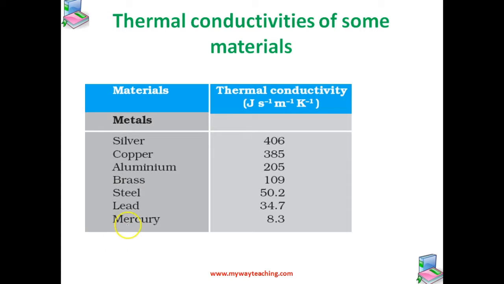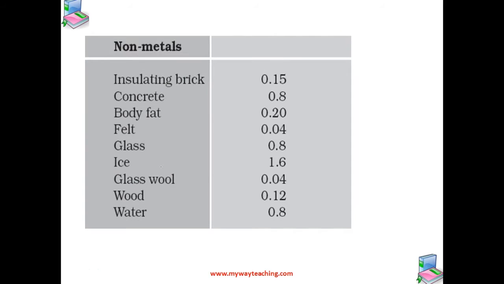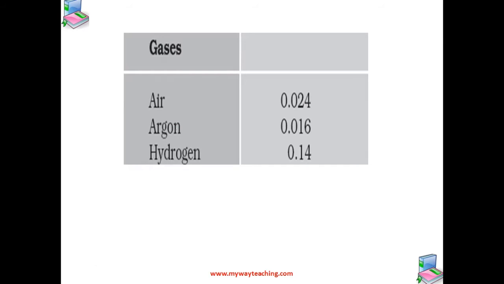Here we can see the thermal conductivity given for some of the metals: silver, copper, aluminium, brass, steel, lead, mercury. And here the thermal conductivity for some of the non-metals is given: insulating brick, concrete, fat, felt, glass, ice, glass wool, wood and water. And here it is given for some of the gases, that is air, argon and hydrogen: 0.024, 0.016 and 0.14.